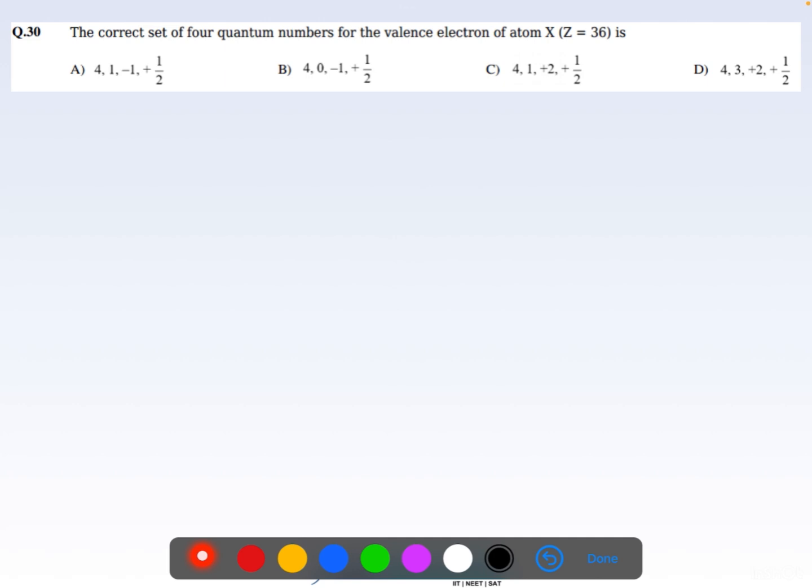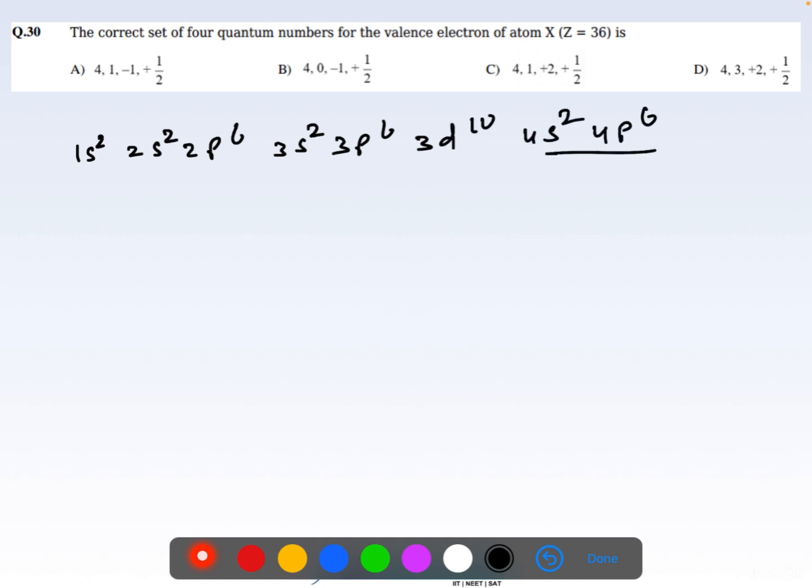The correct set of quantum numbers for the valence electron of atom with Z equal to 36 is... For an atom with atomic number 36, the electronic configuration will be 1s2 2s2 2p6 3s2 3p6 3d10 4s2 4p6. It is a noble gas element. So here the last electron is in the 4p subshell.